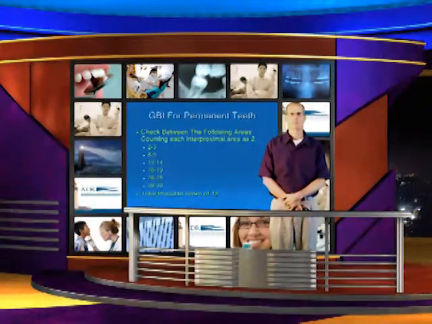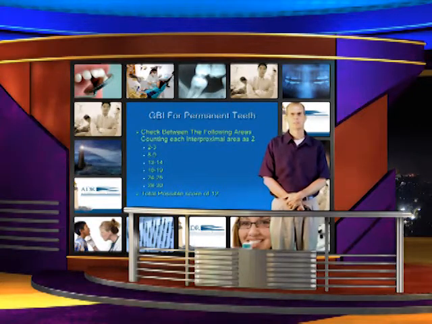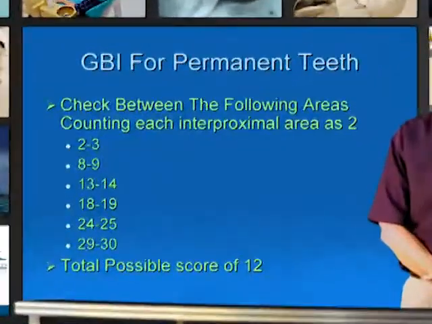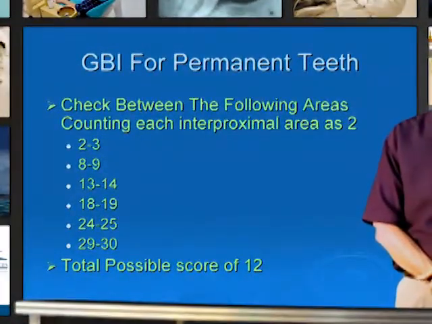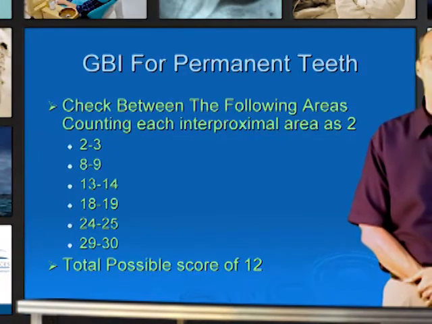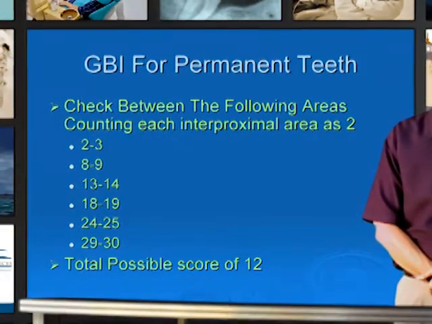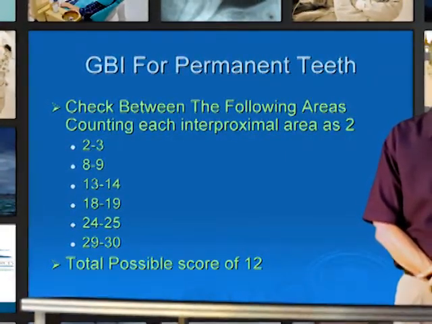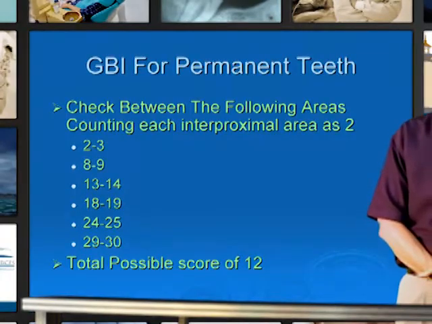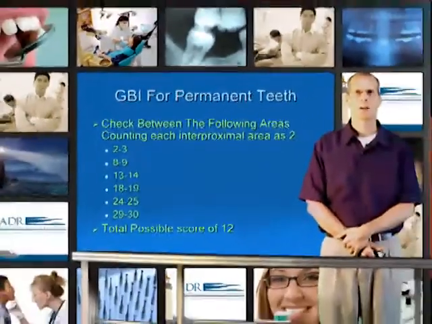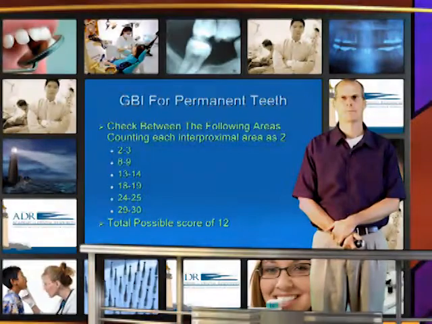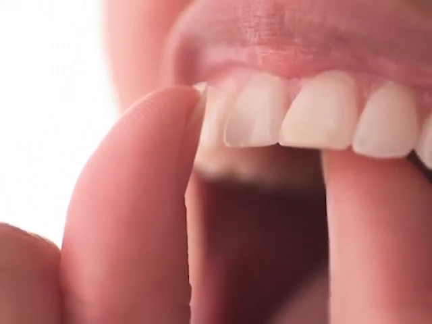The GBI for permanent teeth, we check between the following areas, counting each interproximal area as 2. Tooth numbers 2 and 3, tooth numbers 8 and 9, 13 and 14, numbers 18 and 19, 24 to 25, 29 to 30, possible score of 12. Remember, this can quickly be done with floss. You'll wait about 30 seconds after you floss the teeth and then just go in and see if there's any gingival bleeding in those areas.